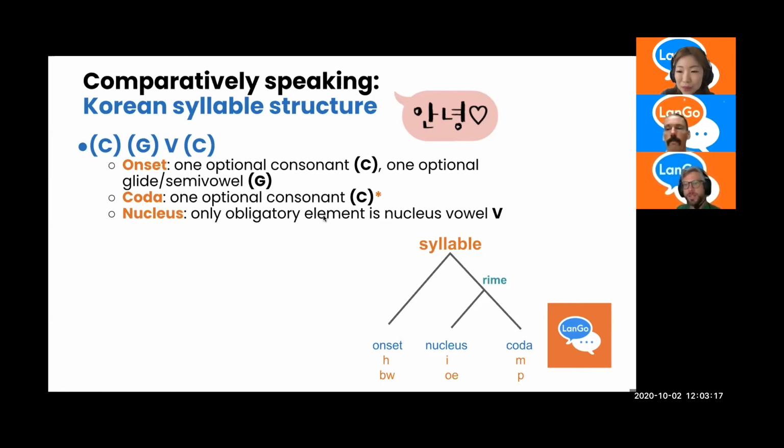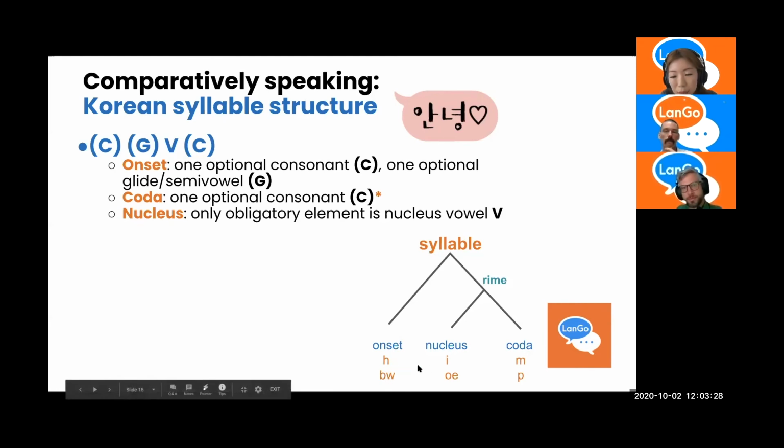Postposition. All right, another shape is an optional consonant in the onset, and I have an example down here. So we have the word him.